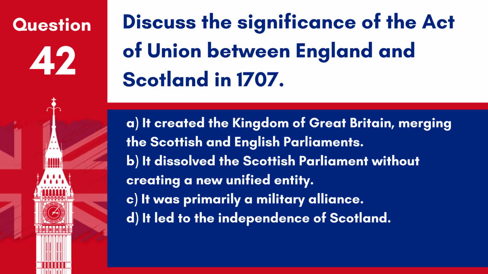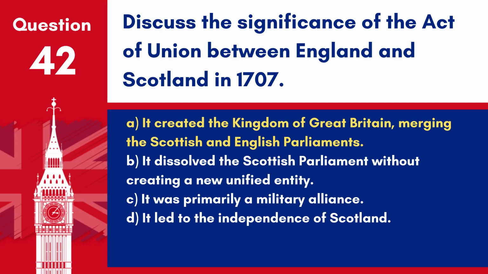Discuss the significance of the Act of Union between England and Scotland in 1707. A. It created the Kingdom of Great Britain, merging the Scottish and English parliaments. B. It dissolved the Scottish Parliament without creating a new unified entity. C. It was primarily a military alliance. D. It led to the independence of Scotland.